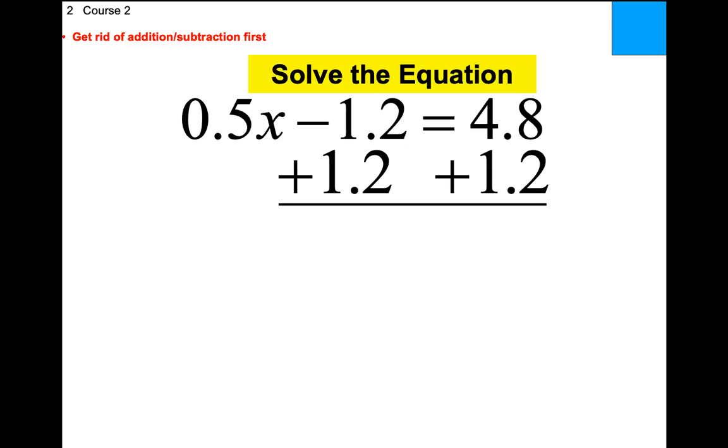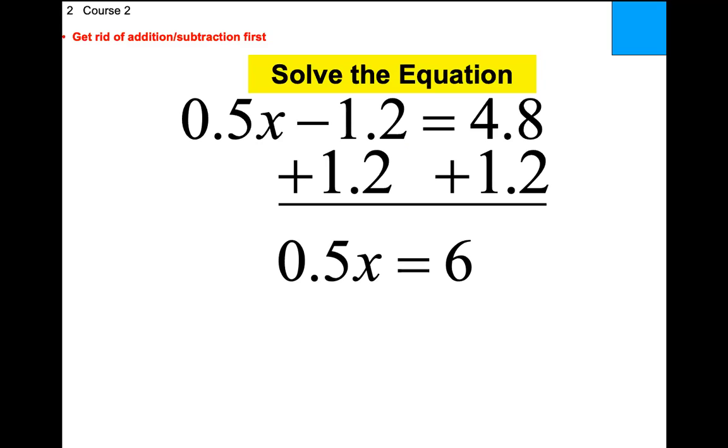All right, 4.8 plus 1.2. Remember, for addition and subtraction, you line up the decimal places. 8 plus 2 is 10. 4 plus 1 is 5. Plus 1 is 6.